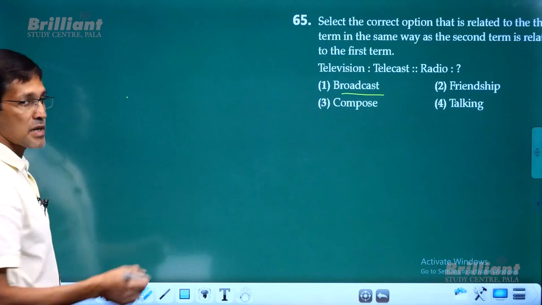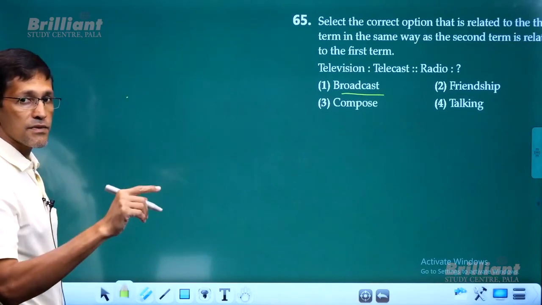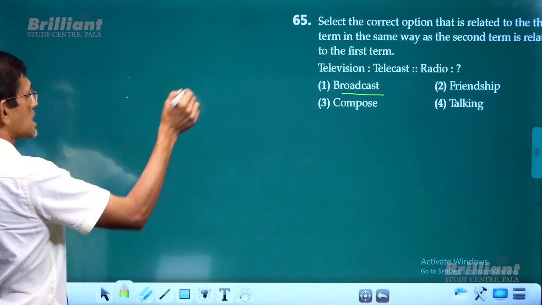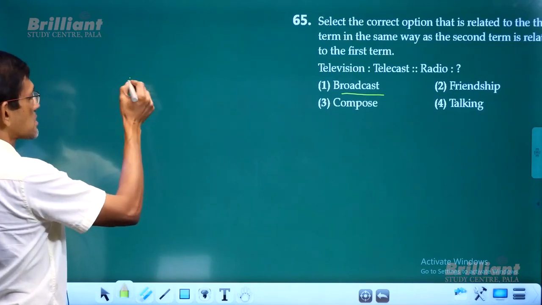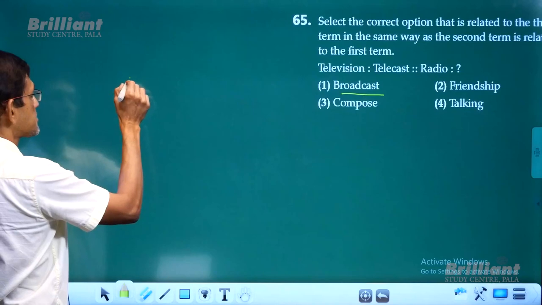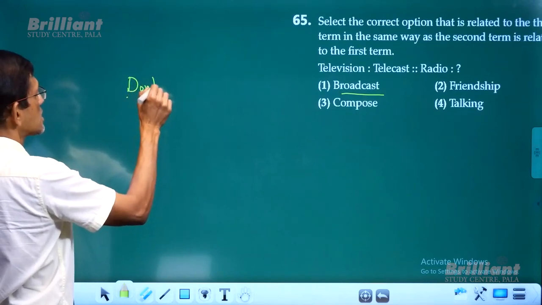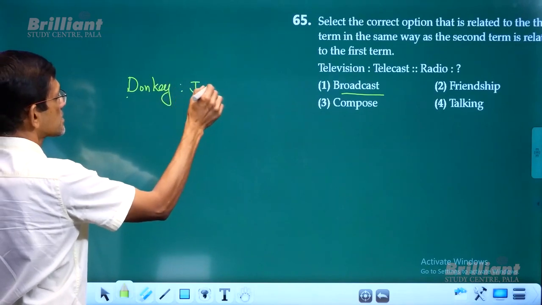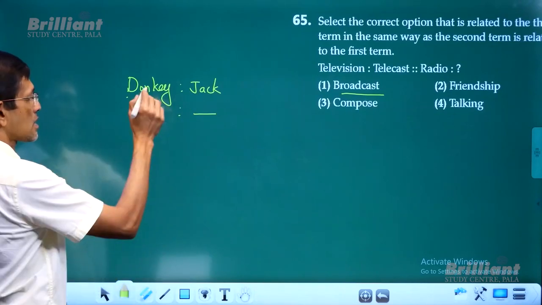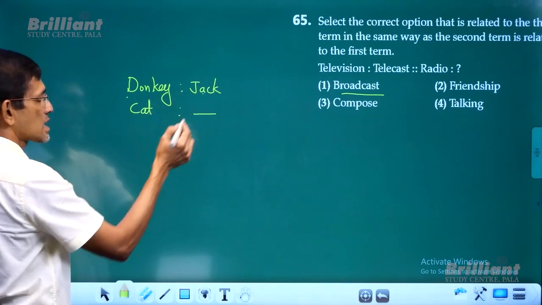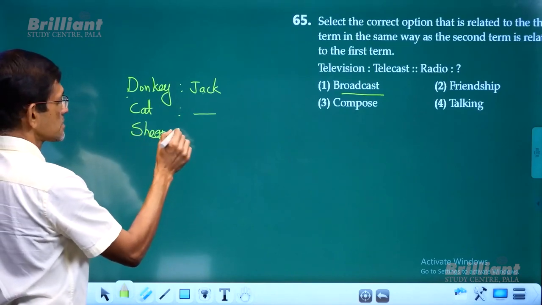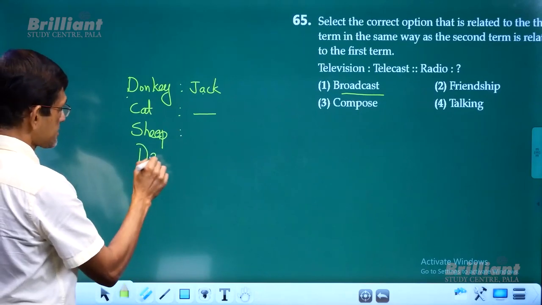One of the verbal analogies we mentioned earlier: horse is to stallion, same way donkey is to what? Donkey is to Jack. So that's an animal and the male animal. If you continue on that, there are many other animals, and the name of the male may not be really familiar to you. For example, donkey is to Jack. Then cat is to what? The male donkey is Jack. So cat and the male cat? Sheep and the male sheep? Deer, male deer?